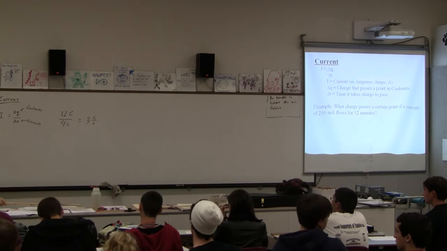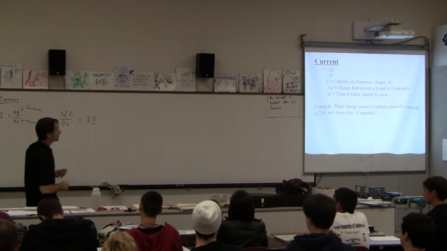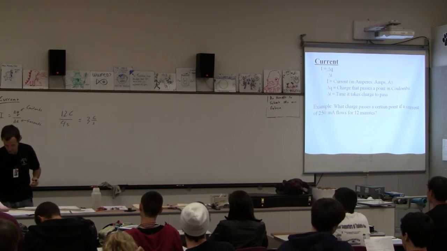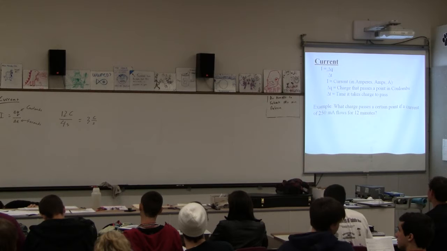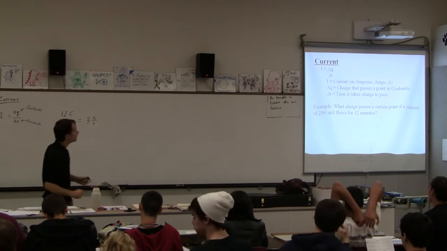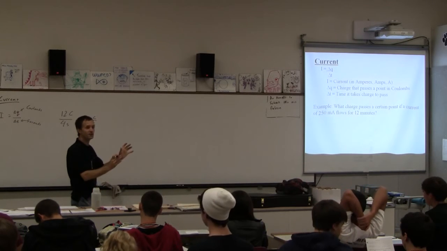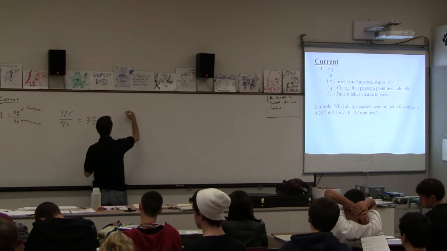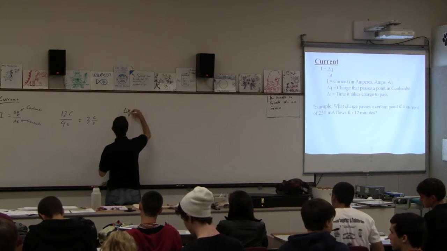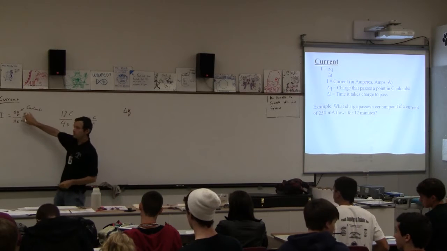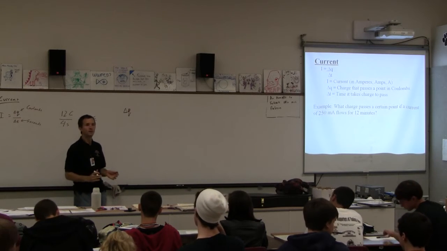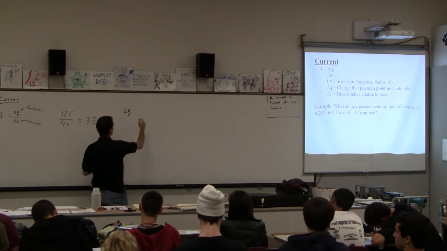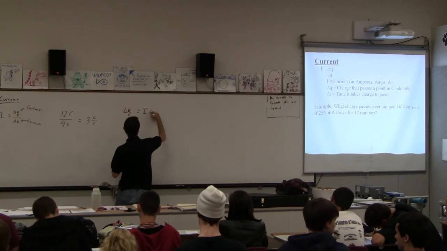Okay, so our example question is, what charge passes a certain point if a current of 250 milliamps flows for 12 minutes? So this is as hard as one of these problems could be, right? So we're solving for Q, right? And if we solve that for Q, you're looking for the formula for Q, right? Isn't that what you're looking for? Yeah. Right? And you solve it.